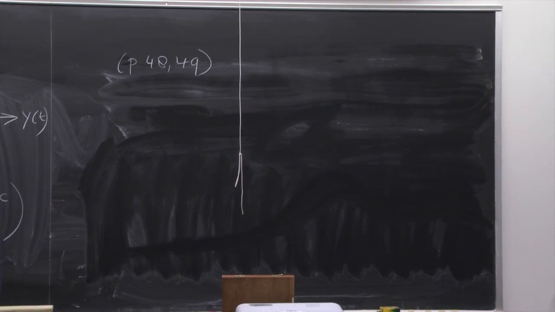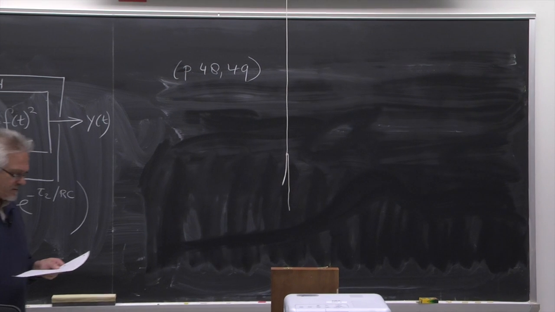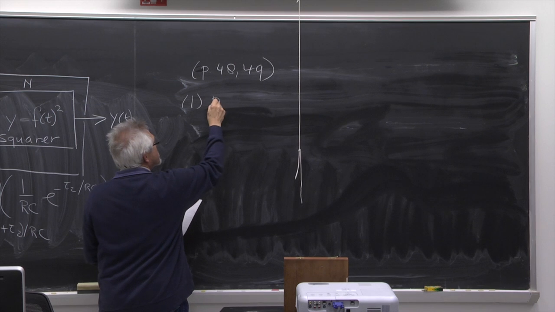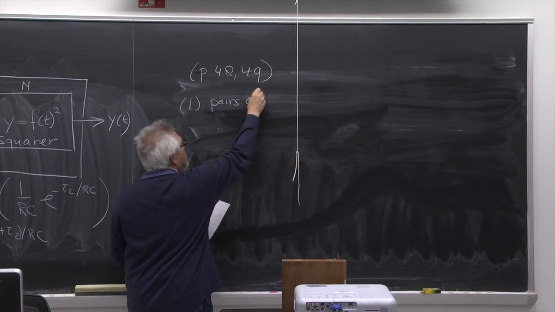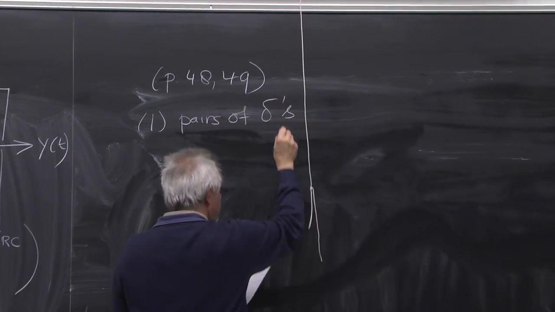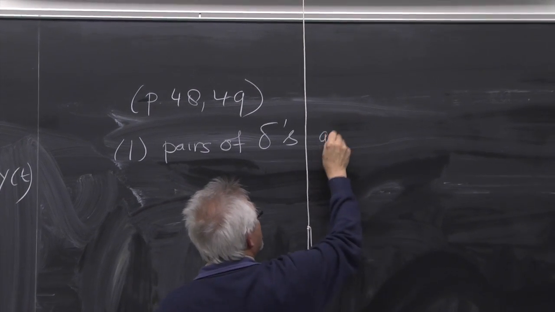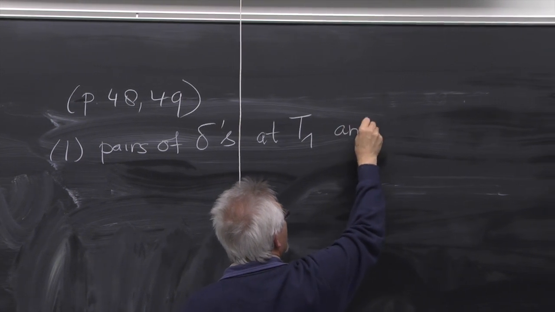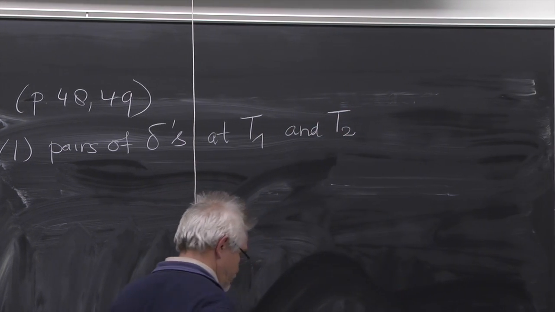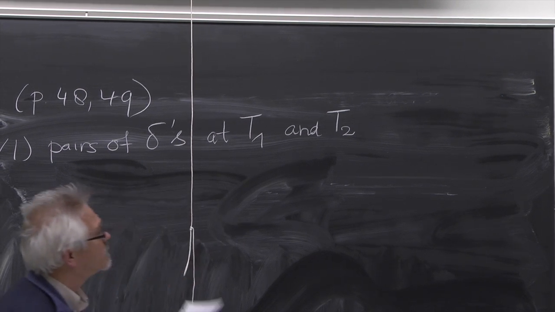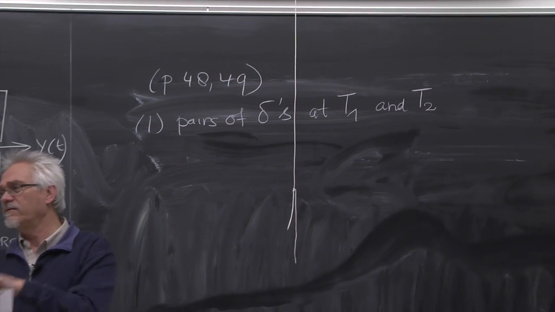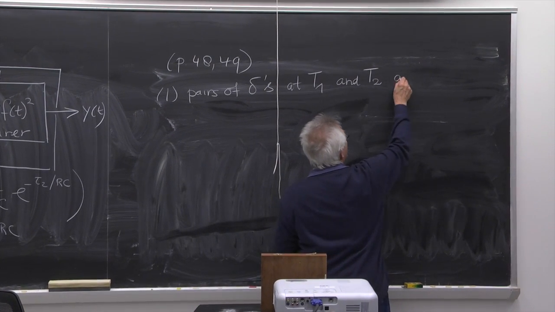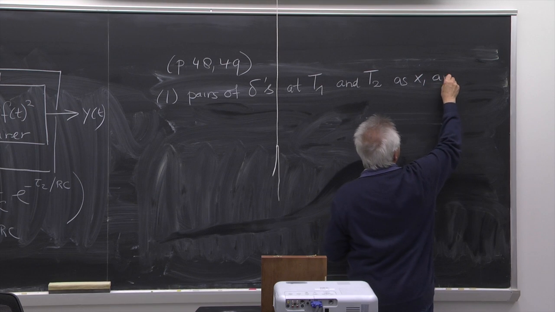And on pages 48 and 49, you can see what we are going to do. First thing is we're going to use pairs of deltas at time 1 and time 2. And to relate it to our previous example, the deltas are going to be called x1 and x2.